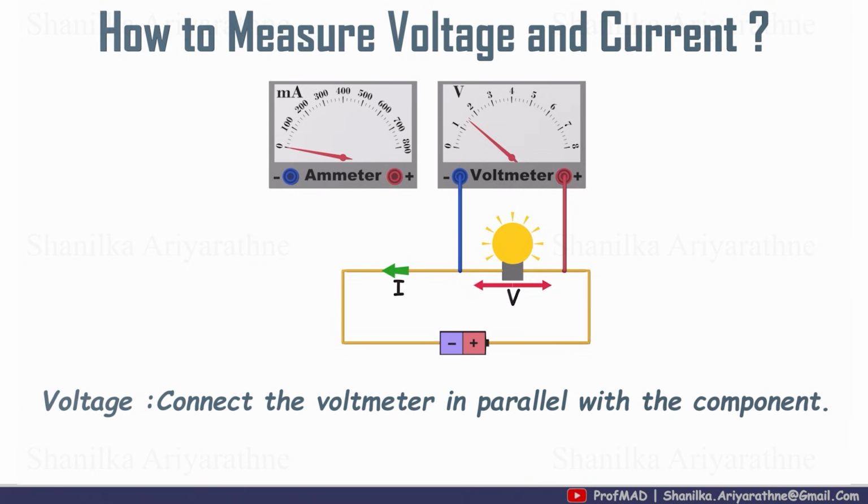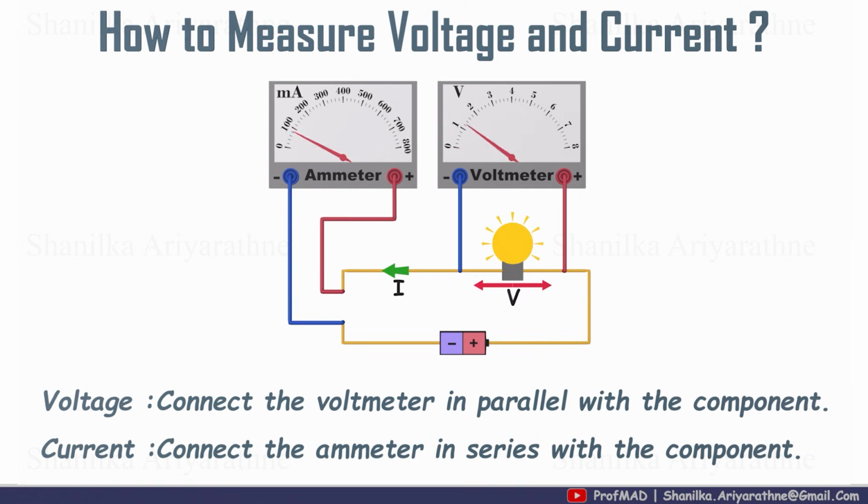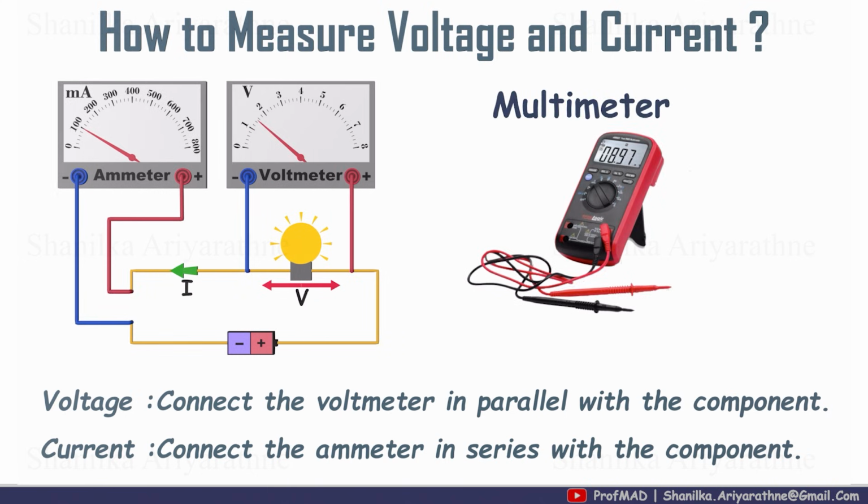Connecting an ammeter is a bit trickier than a voltmeter because current has to flow through it. So first, you disconnect the circuit path where you want to measure the current, then insert the ammeter in series to complete the circuit again, like this. These days, most people use a multimeter, which can measure voltage, current, and even resistance, all in one device. It's one of the most essential tools for anyone who wants to work with electronics.